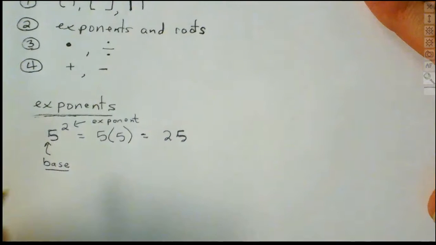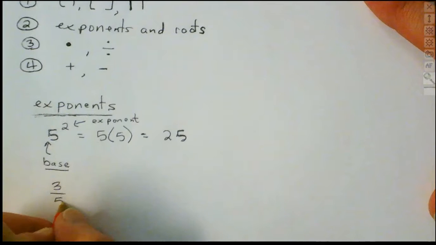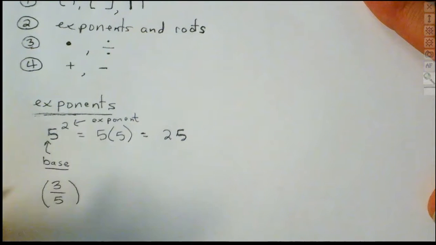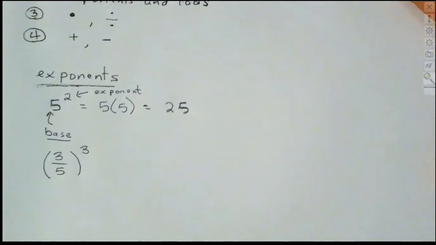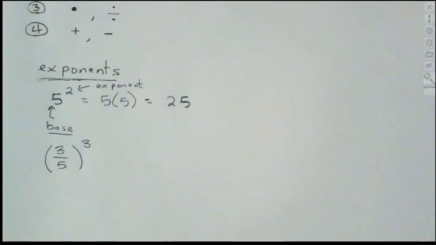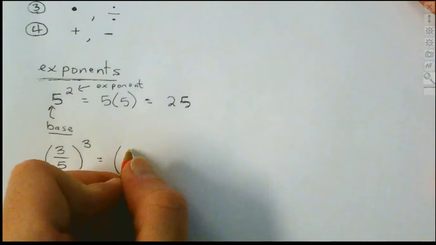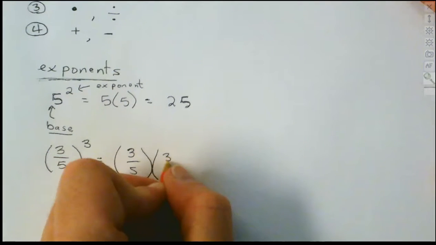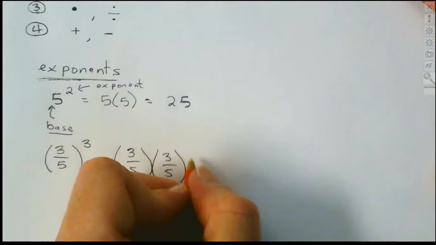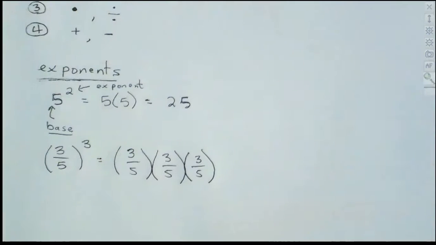And we can also apply this to fractions. So let's say we have 3/5 quantity cubed. So this is just an example here. Well, what would that be if I write it out? All right, so that's going to be 3/5 times 3/5 times 3/5. And so fractions are going to work the exact same way whole numbers would.